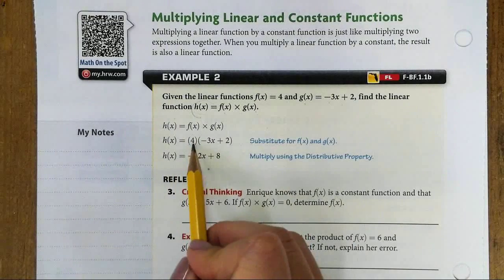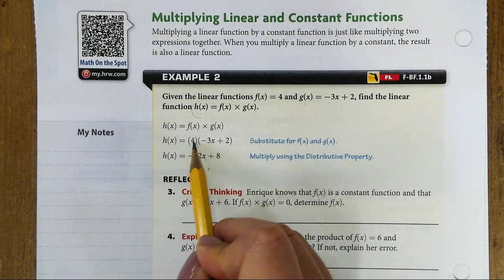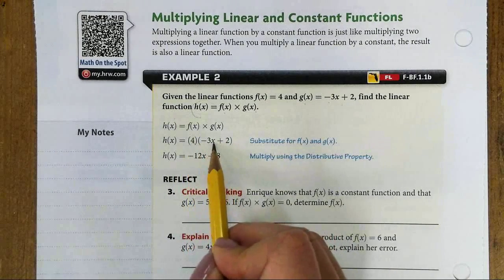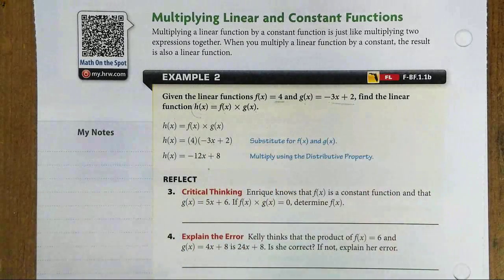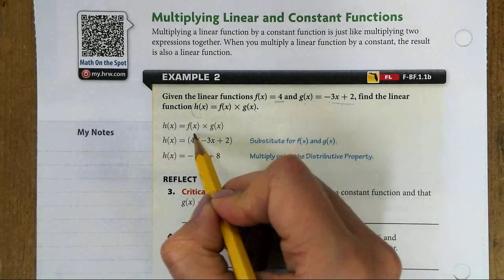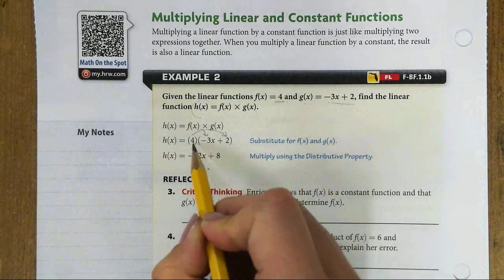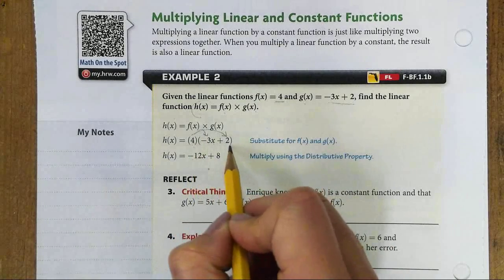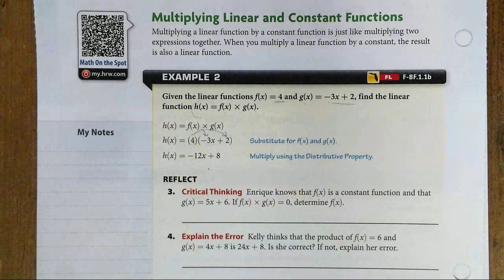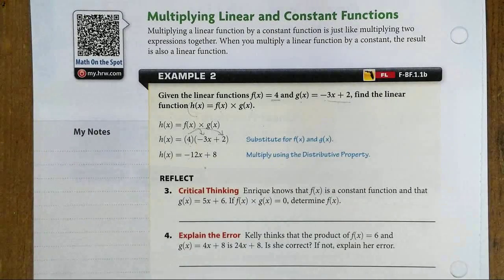So same thing, substitute it. If your f of x is 4 and your g of x is negative 3x plus 2, because that's what is given to us over here, you're going to go ahead and just distribute that. So you have 4 times negative 3 gives you negative 12x, and then 4 times positive 2 gives you 8. And again, that's all you're doing there.